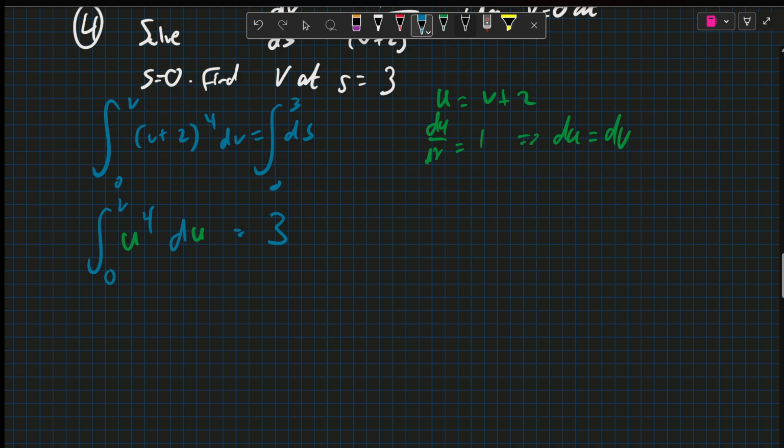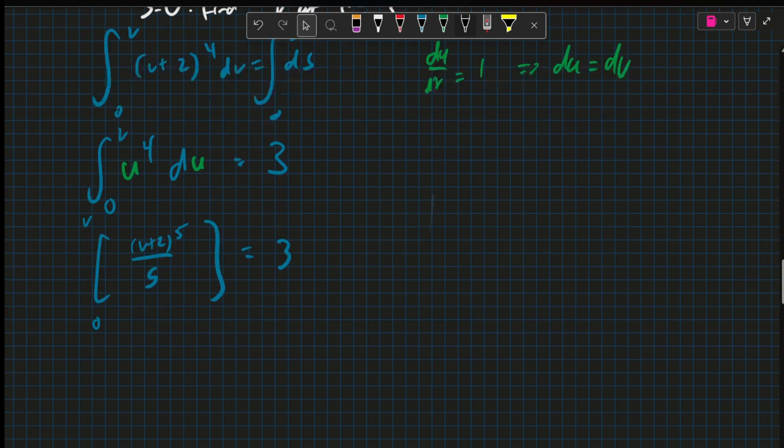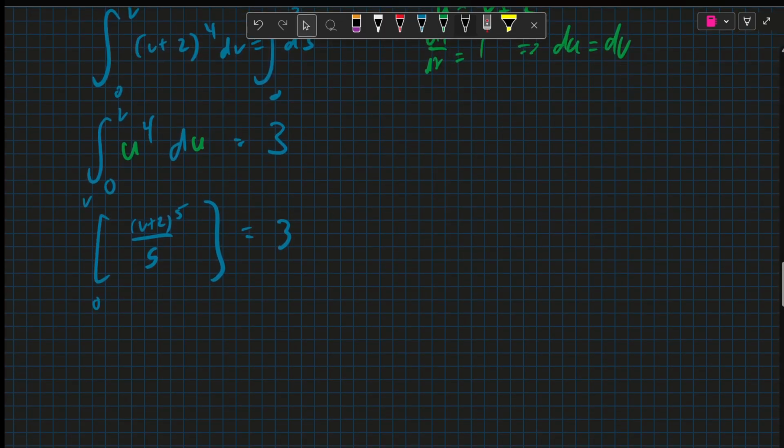So a lot of people like to do what is known as changing the limits. I don't particularly. I like to just solve the integral for u and then chuck it back in the same step. From 0 to v, that becomes u to the 5 over 5, but this becomes (v plus 2) to the 5 all over 5, between 0 and v, equals 3. Sorry about the noise in the background. So when it's 0, that's going to equal 0. And so we'll just have (v plus 2) to the power of 5 equals 15. So v is just the 5th root of 15 minus 2.